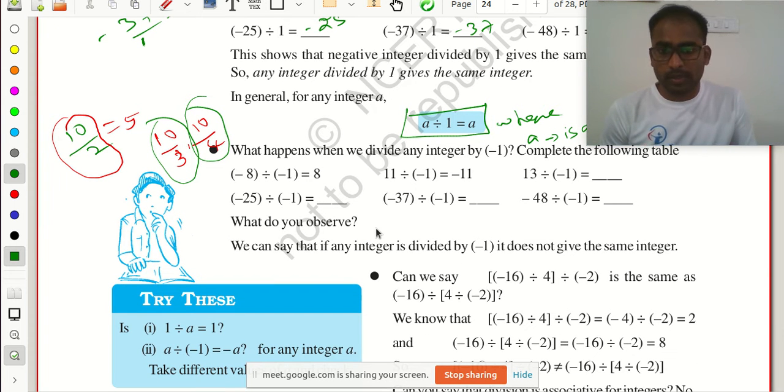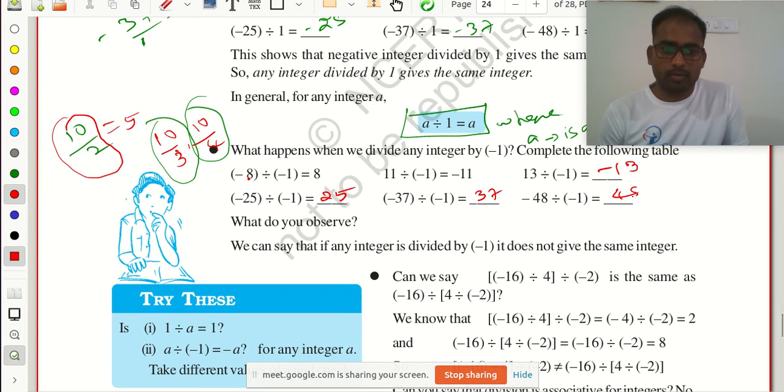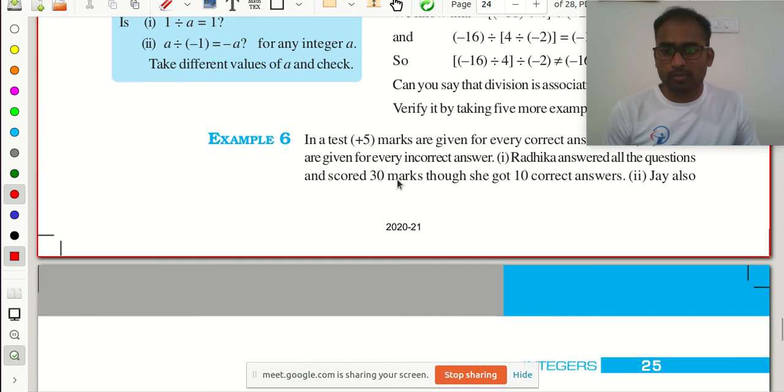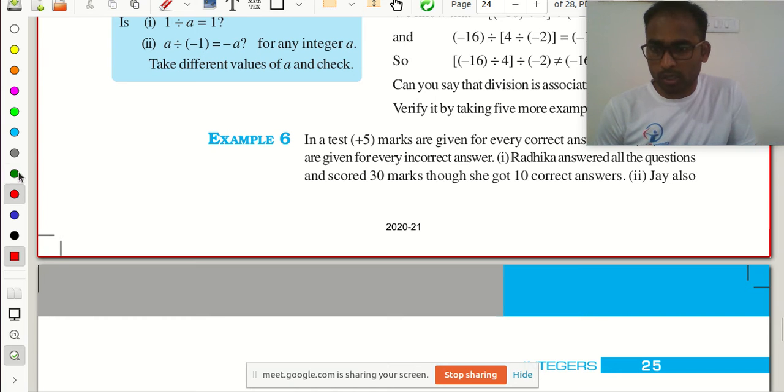Okay. And here you observe, what is the answer here? Minus 8 divided by minus 1. How much? So 11 divided by minus 1, here this is minus 11. Next. So what you should understand here is, just note down this table.